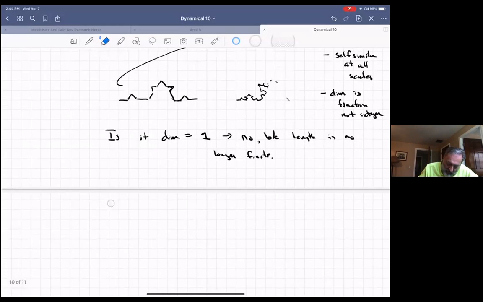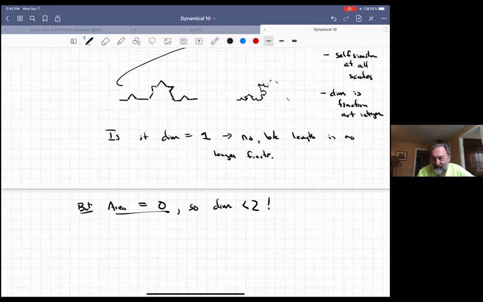But now the area is equal to 0. It's still kind of a line. Well, it's not a line, right? But it's something that has no area, because it doesn't enclose anything. It doesn't enclose anything. Yep. But it obviously isn't a line. So the dimension's got to be less than 2. Yep. But its dimension is more than 1. Hence, its dimension has to be some number between 1 and 2.